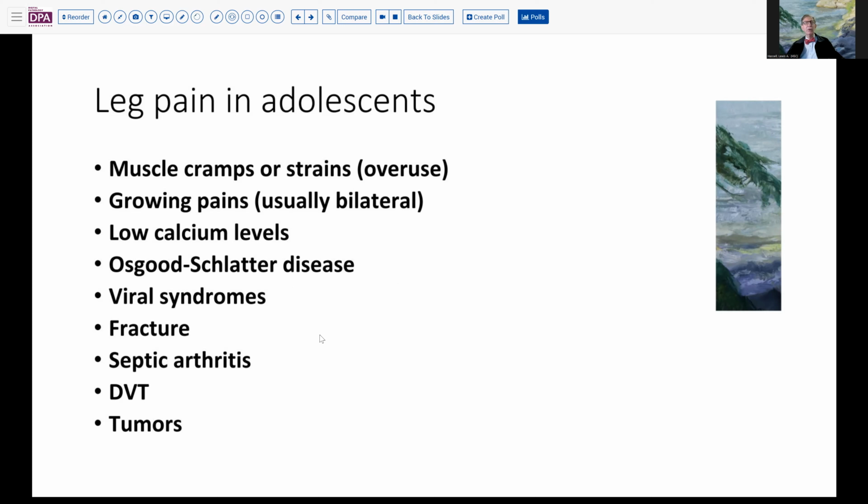Viral syndromes, of course. But then you get into the more serious ones: fractures, particularly stress fractures, which can cause chronic pain and do warrant some investigation. DVT, septic arthritis, and of course, the rare tumors. So this list is by no means comprehensive, but it gives you a good idea of where to start thinking and differentiating the various processes.